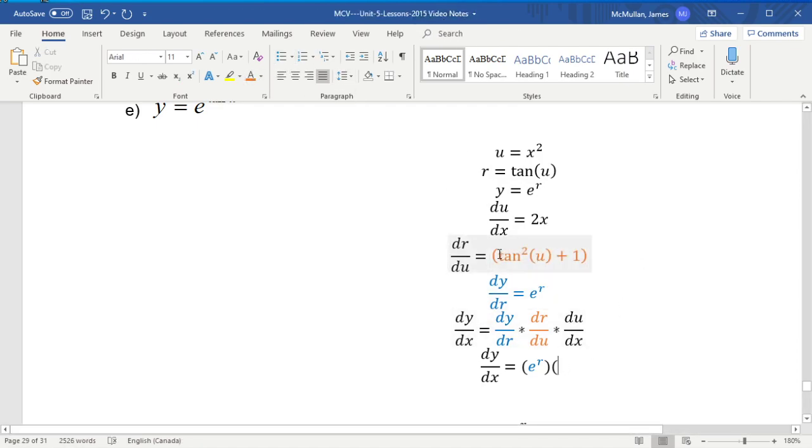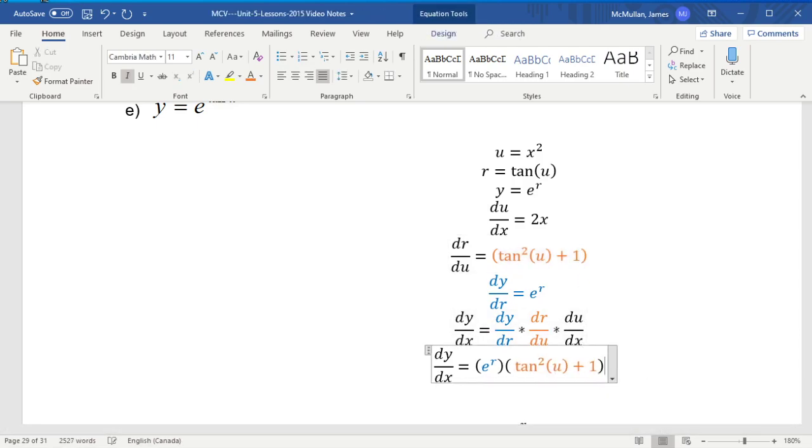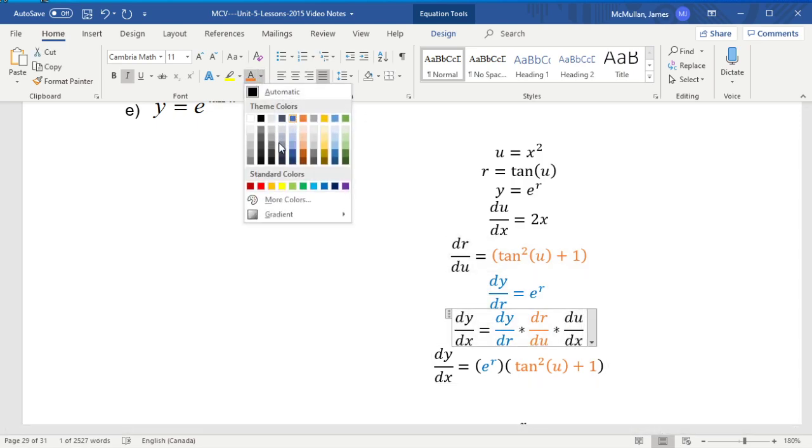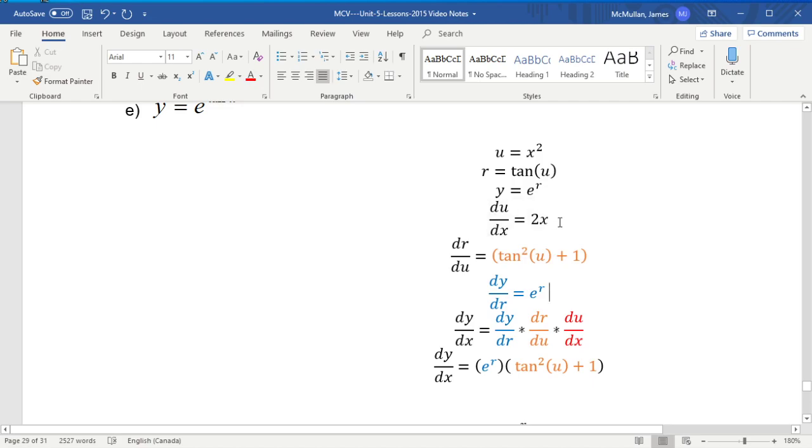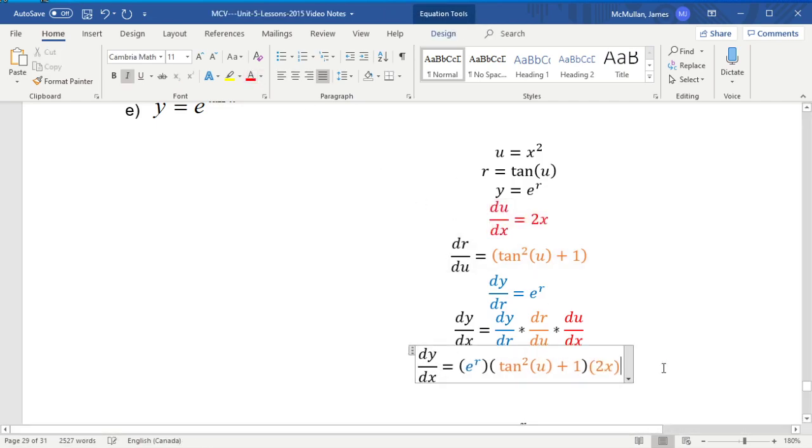Again, let's just copy and paste it. And then finally I'm looking for du/dx, which we'll put in red. And du/dx was right up here. It was a nice easy one, just equal to 2x. And let's put it in the red color. So there's my derivative.